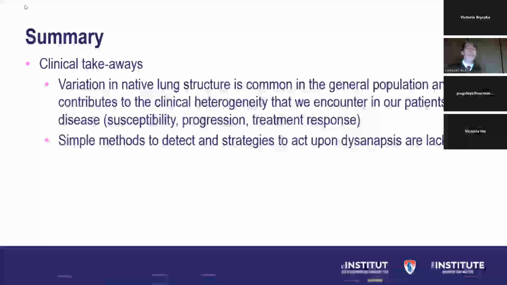I think that simple methods to detect and strategies to act upon dysanapsis are clearly lacking. CT is pretty rampant. It's not hard to get a CT scan, but quantifying it is not trivial. There's no point in the talk where I define a threshold of, okay, this value of airway to lung ratio means you have dysanapsis and this means you don't, because in everything we've looked at, it's really a continuum. Smaller is worse, bigger is better, and there's no threshold that we see. So I suppose the median is the best place to split.